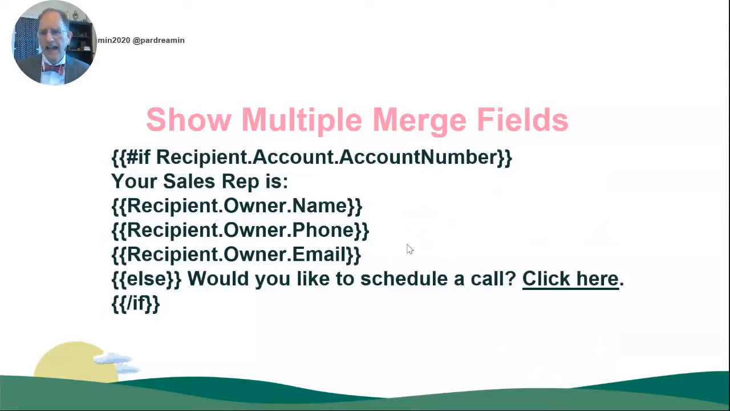So if the person has an assignment, you can show their sales rep's information. If they don't have an assignment, then you could put in something like, would you like to schedule a call, or would you like to talk to us about our solution, and then click here to your scheduling system or whatever. So the point is that you can show this if they're assigned, or don't show it if they're not, and maybe you have some other default information like the call center or something like this. So that's a good example of if the person is assigned, show this. If not, show something else.